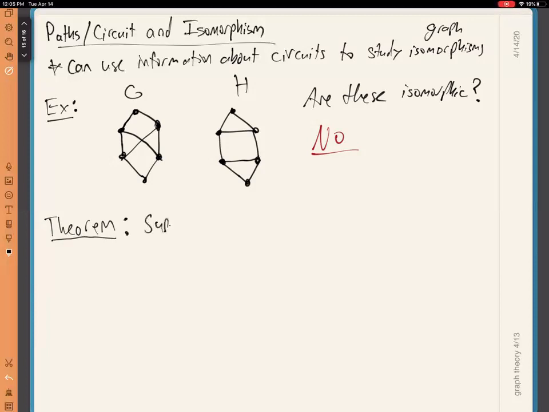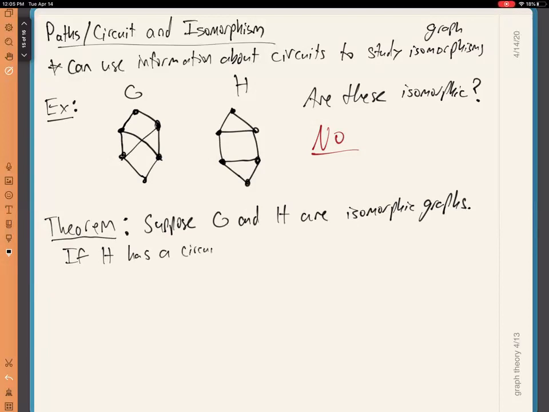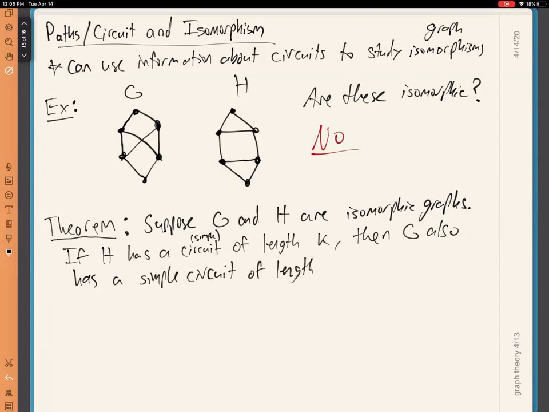So suppose G and H are isomorphic graphs. Well, if H has a circuit, meaning a path that begins and ends at the same point. Maybe I can put simple here as well if you want to. So if H has a simple circuit of length K, for example, then G also has to have a simple circuit of length K.